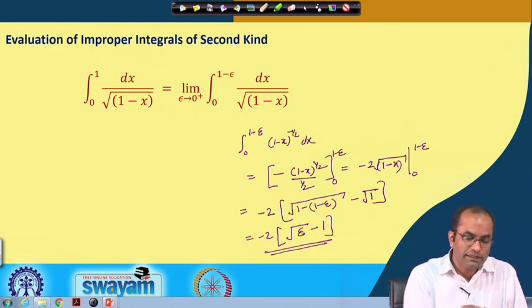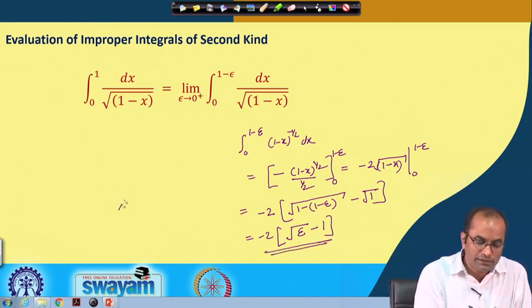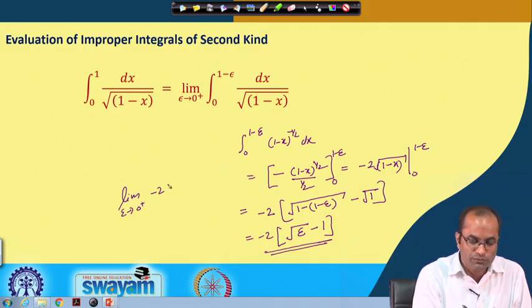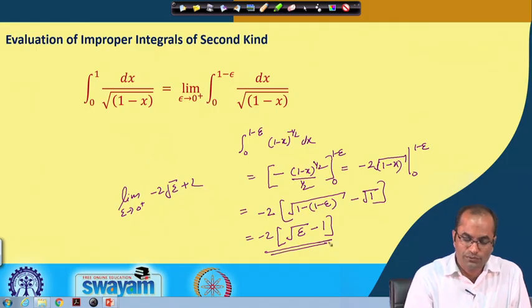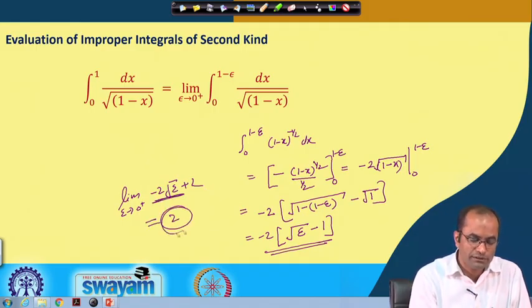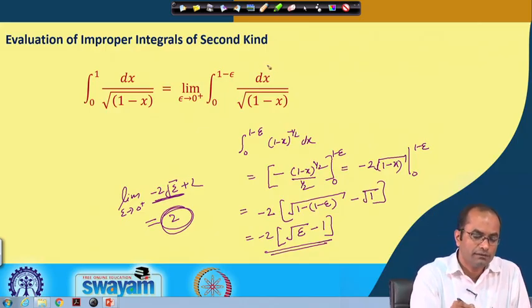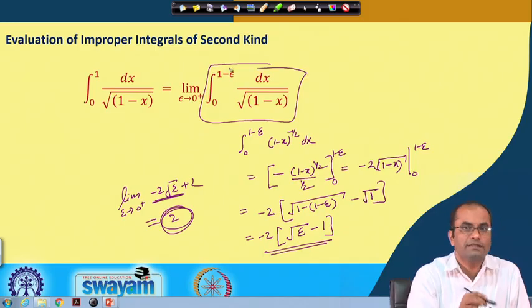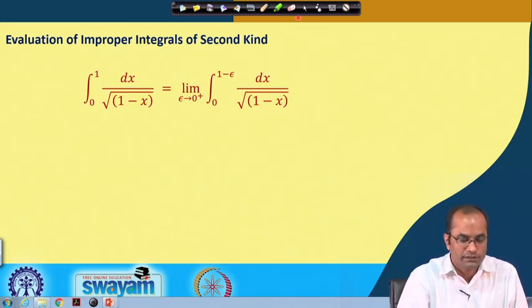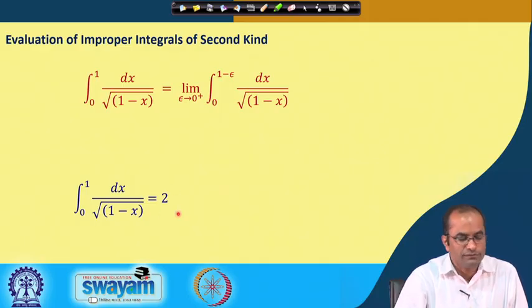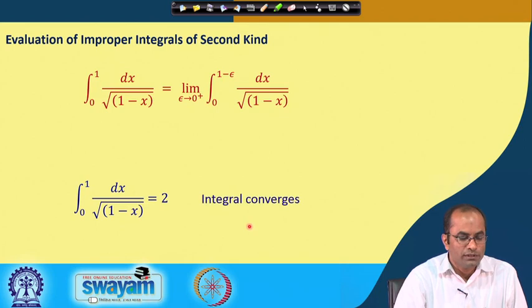Now, we will take the limit. Taking the limit as epsilon goes to 0 of minus 2 square root epsilon plus 2, as epsilon goes to 0, the limit is 2. So, after taking the integral and then taking the limit, the value comes to be 2 in this case. That is the value of this integral. This integral converges and the value is 2.